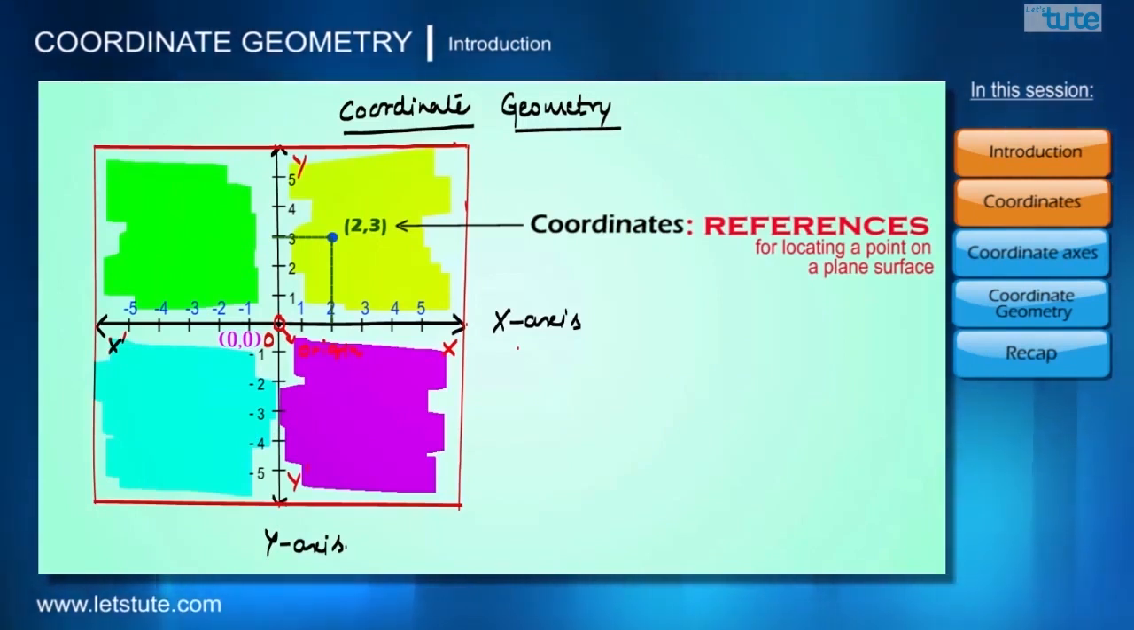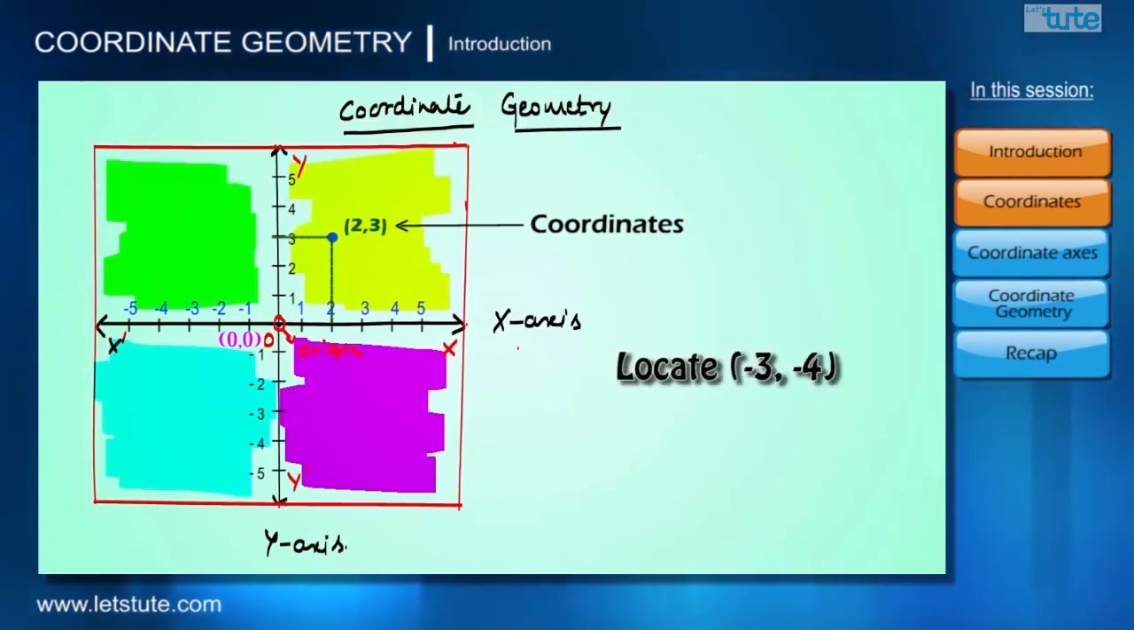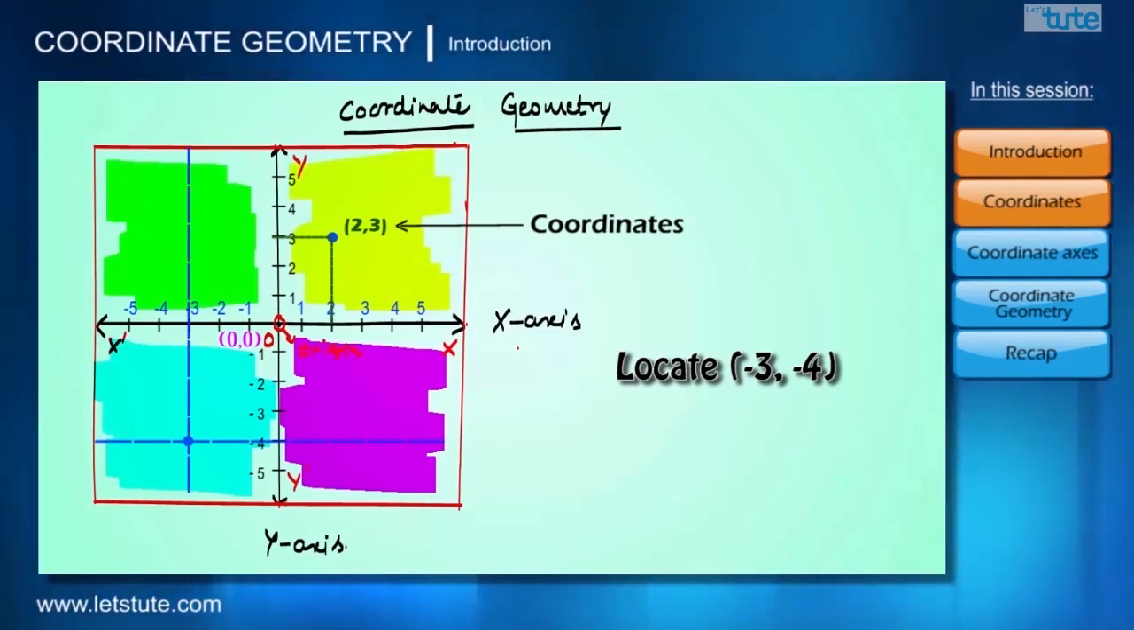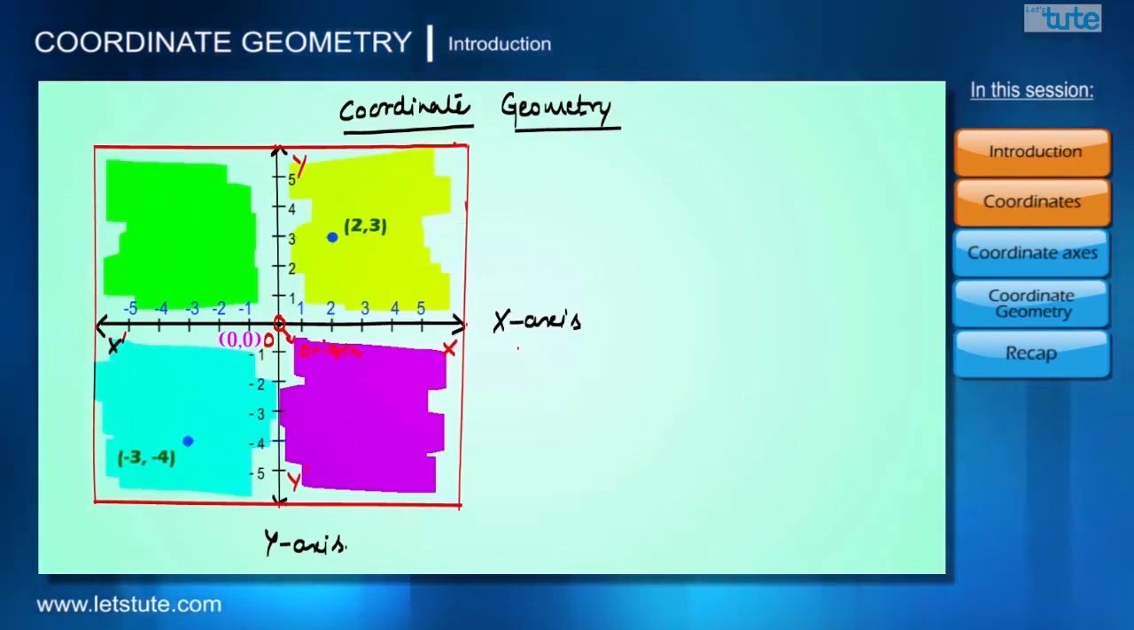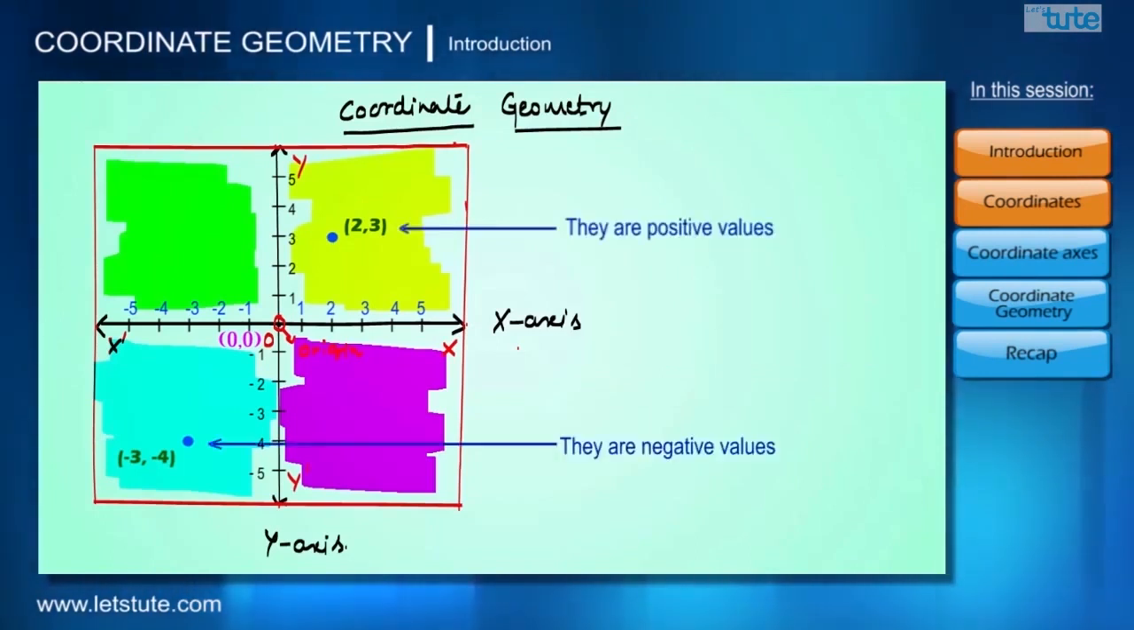Suppose we are given the coordinates -3, -4 and we want to locate this point. We first take the x-coordinate, that is -3, and the next value is -4, that is the y-coordinate. Now we can see that they both intersect at this point. So this is nothing but (-3, -4). So this is how coordinates work. Now let's talk about the sign of the coordinates. It depends on the quadrant in which they exist.